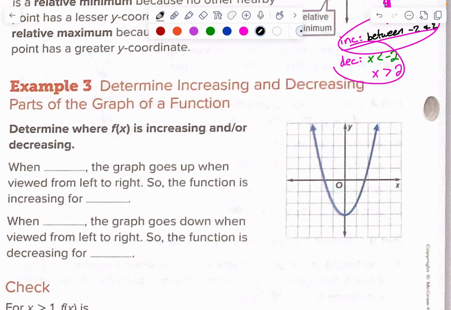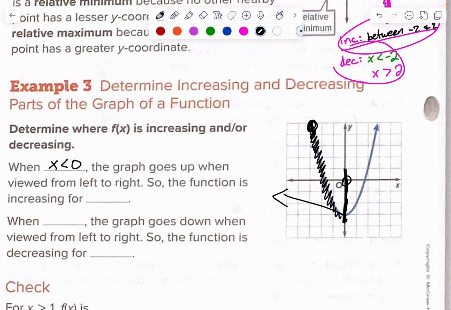So what's happening is we start our car right here, and we're going along, and we are decreasing, decreasing, decreasing until I get to this point. And on the x-axis, that is at 0. So when x is on this side of 0, or in other words, less than 0, the graph goes up when viewed from left to right. So the function is increasing.